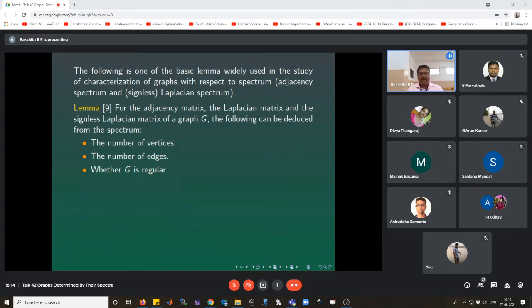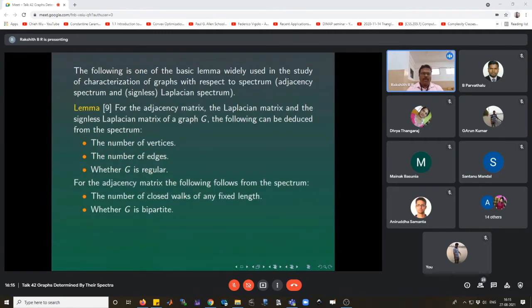Using this fact, we can easily deduce that from the adjacency spectrum we can determine whether G is regular or not. The fact that we can determine whether G is regular from the Laplacian spectrum and the Signless Laplacian spectrum follows from the fact that we can determine the number of edges, and also the sum of squares of the degrees. Using these two facts, we can easily deduce that the regularity of a graph can be deduced from the Laplacian spectrum and Signless Laplacian spectrum.